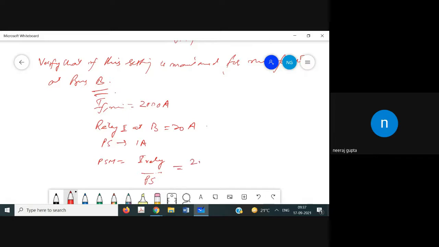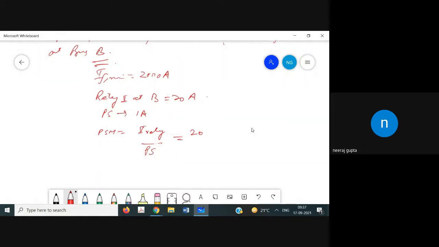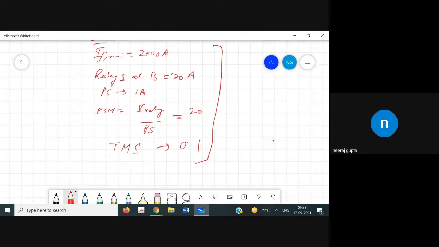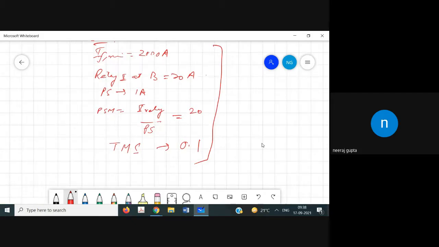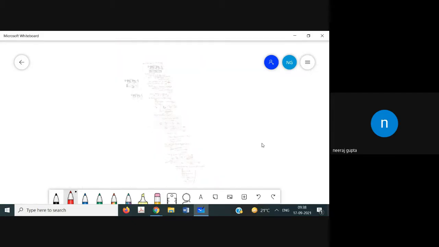And for this particular relay A, we have already chosen the TMS of 0.1. Now, based on that, what we have to calculate? We have to calculate the time, as we have done in the case of relay A.